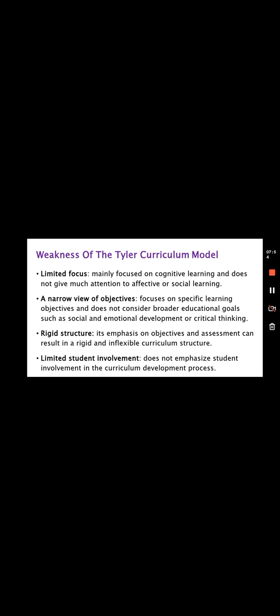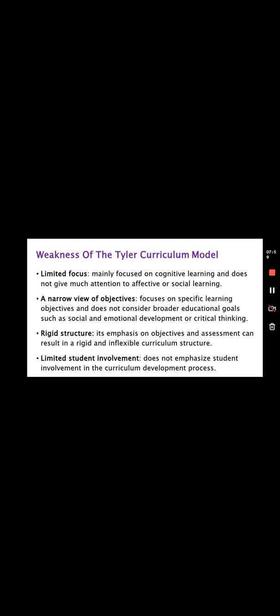The weakness was that it had a limited focus. Basically, it did not give much attention to social learning. The other is a narrow view of objectives. The objectives were very specific. They were not broad, so it could not accommodate the needs of various types of learners. Also, it had a rigid structure, and the Taylor model had limited student involvement.